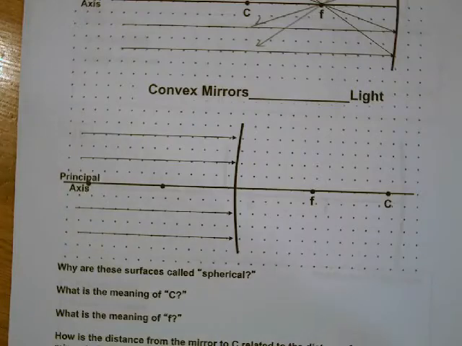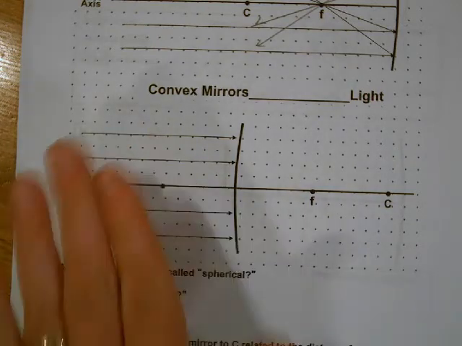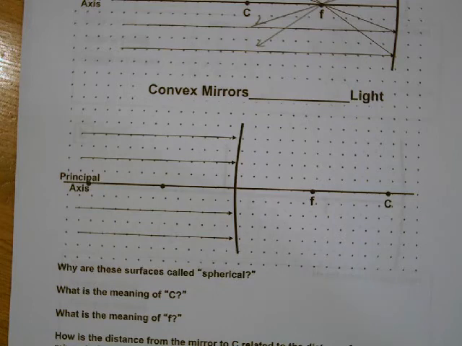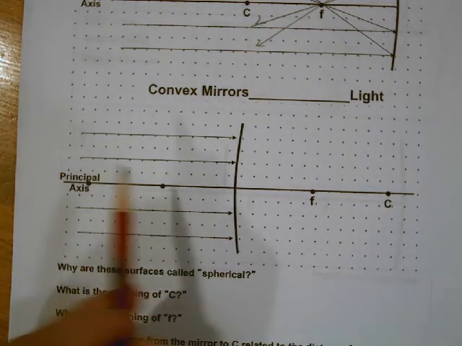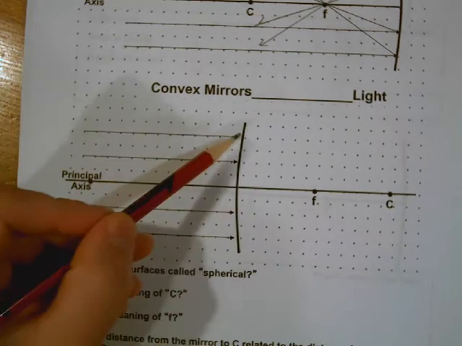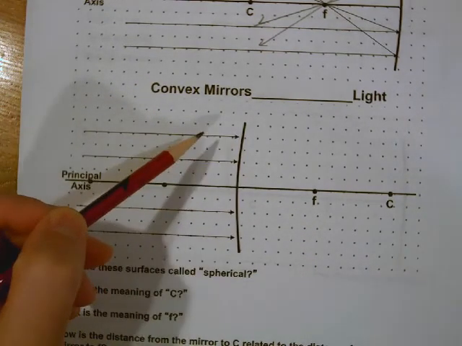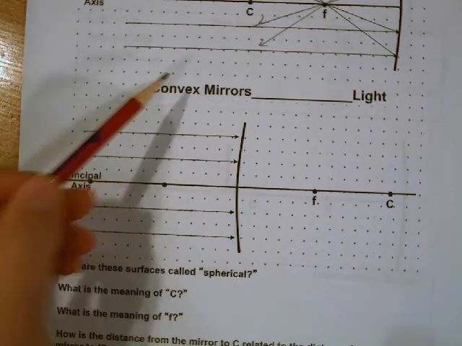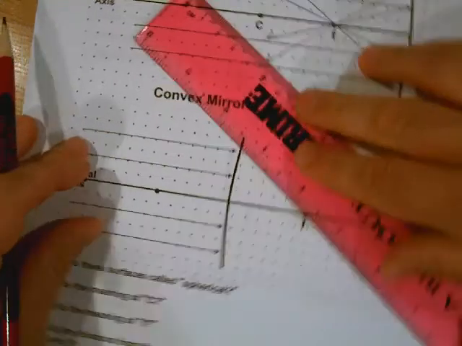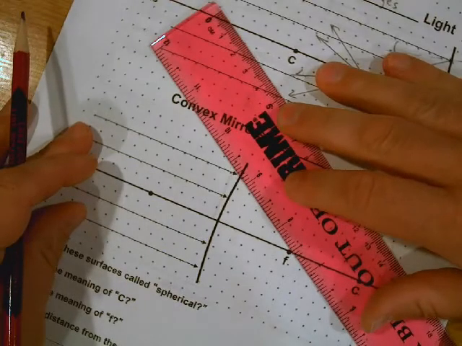All right, kids, we're going to do convex mirrors and what they do to light. Again, we're going to start with this picture because if you understand this picture, you should always draw the ray diagrams correctly. Remember, convex mirrors make the light rays bounce up. Why? Because it has to follow the law of reflection. But it doesn't randomly bounce up. It bounces up as if it came from the focal point.